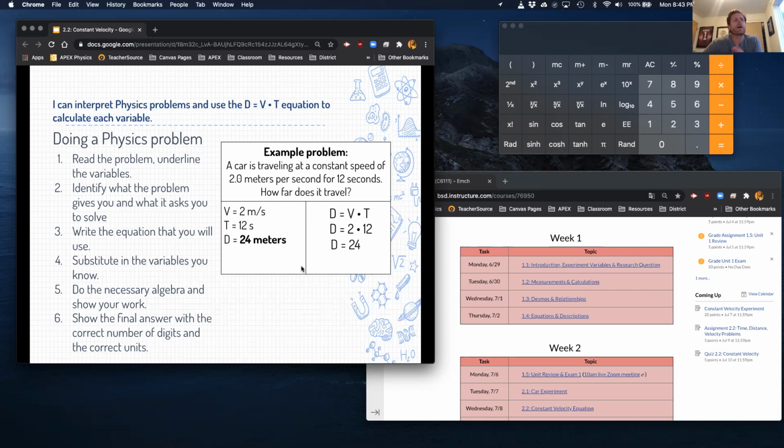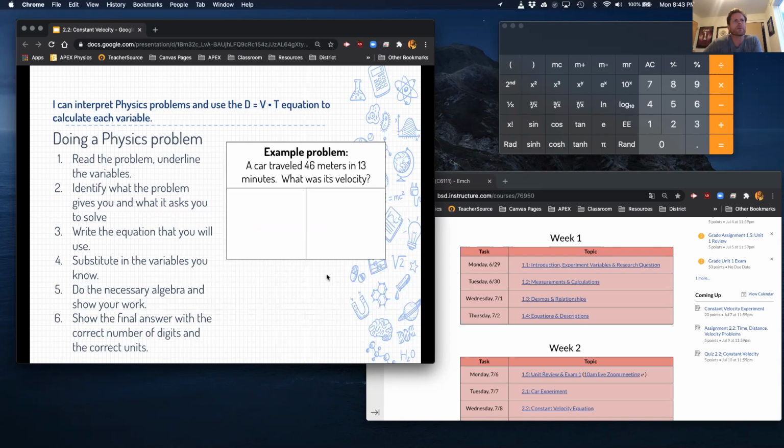Cool, cool. Let's do the exact same process, but for another problem where we're not solving for D, just to show you a variation of this. So a car traveled 46 meters in 13 minutes. What was its velocity? I read it, I underline it. Next thing I do is identify what the problem gives you and what we want. Well, it tells us that it was 13 minutes and the distance was 46 meters. And this time we're trying to solve for the velocity.